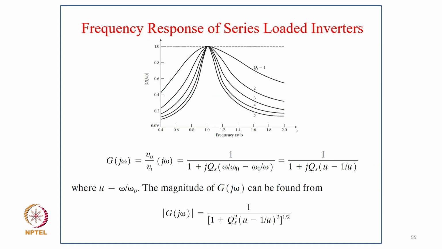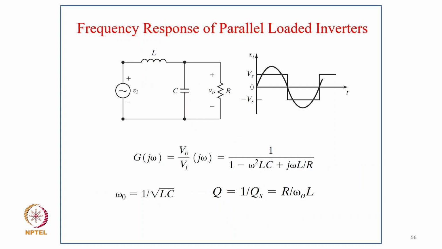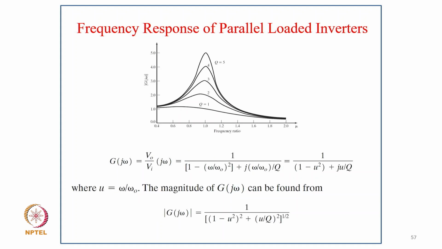So now coming to the frequency response of the parallel loaded inverter. You can see the capacitor connected in parallel to the resistance and the series inductor. So here G = Vo/Vi, G(jω) = 1/(1 − ω²LC + jωL/R), where ω0 = 1/√(LC) and Q = 1/Qs = R/(ω0 L).